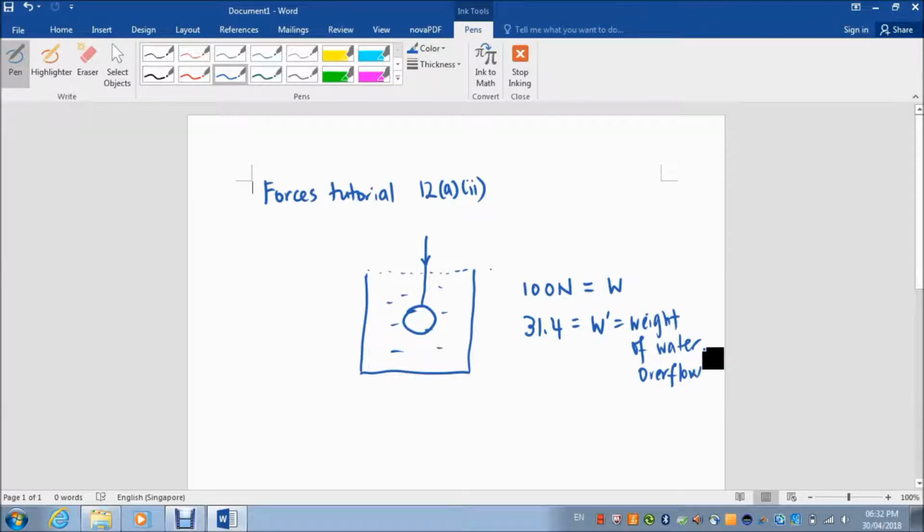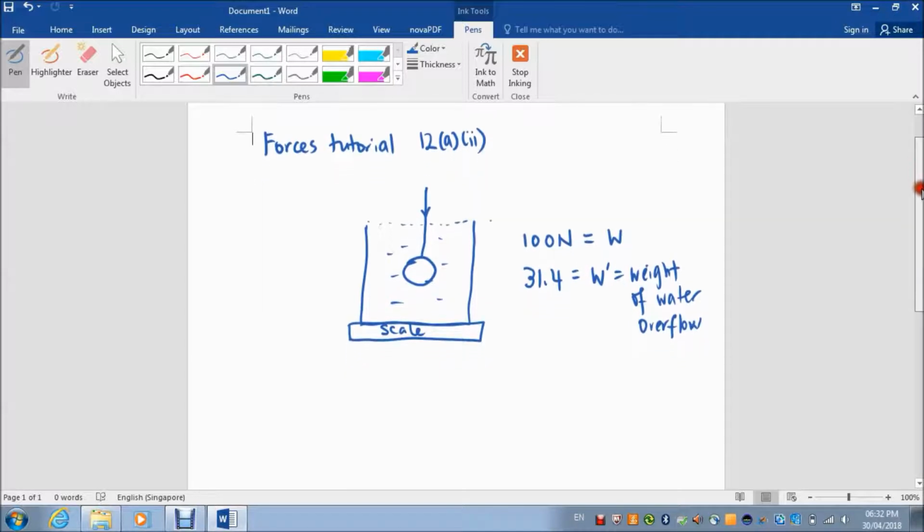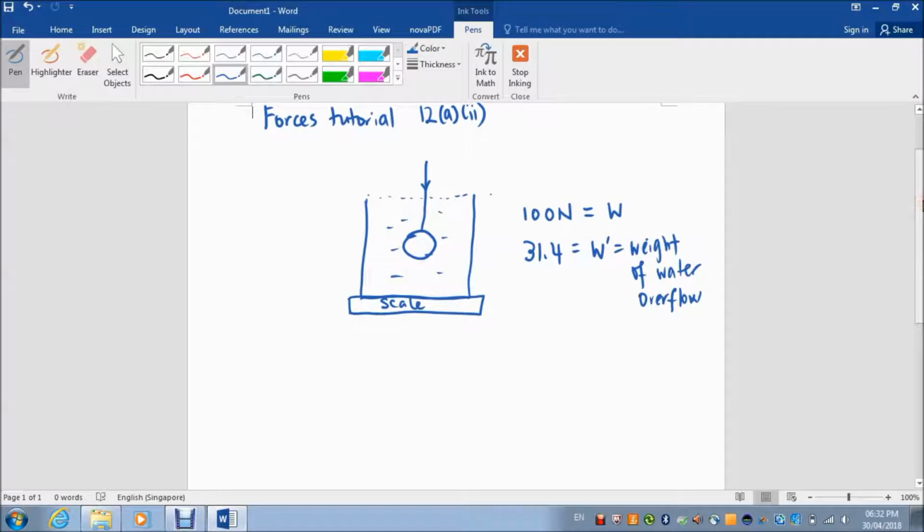Then you are asked to find what will be the reading on the scale now with the ball pushed in as shown in the diagram. So let's draw a scale here. In order to know what is the reading on the scale, we need to know what are the forces acting on the scale. So let's consider the free body diagram of the ball. When you say draw free body diagram, that means you only consider forces acting on that body.